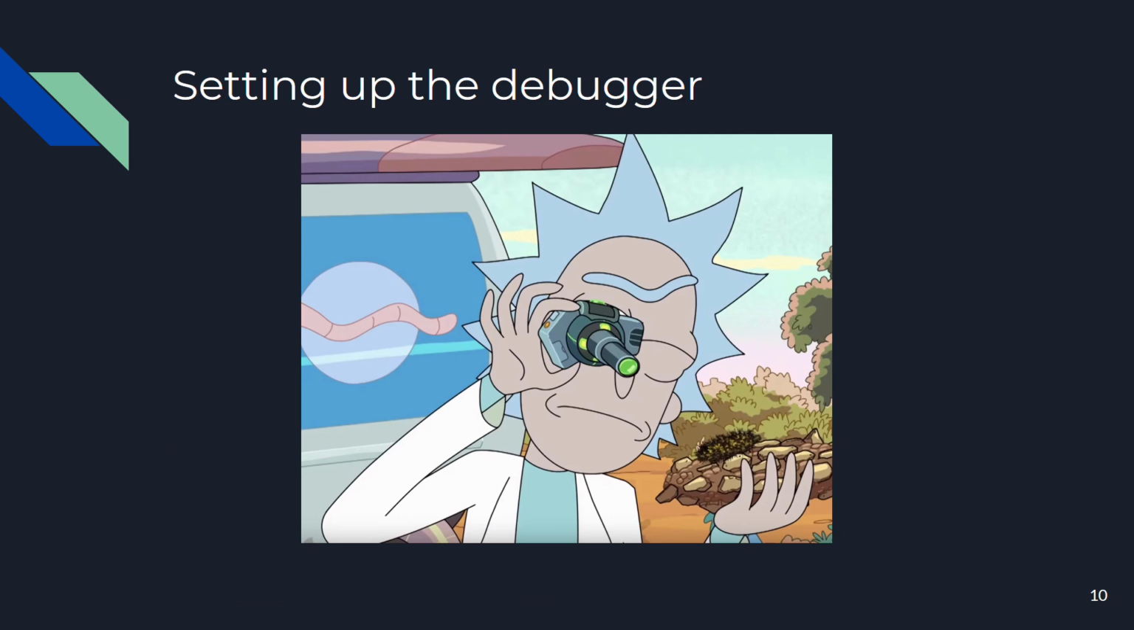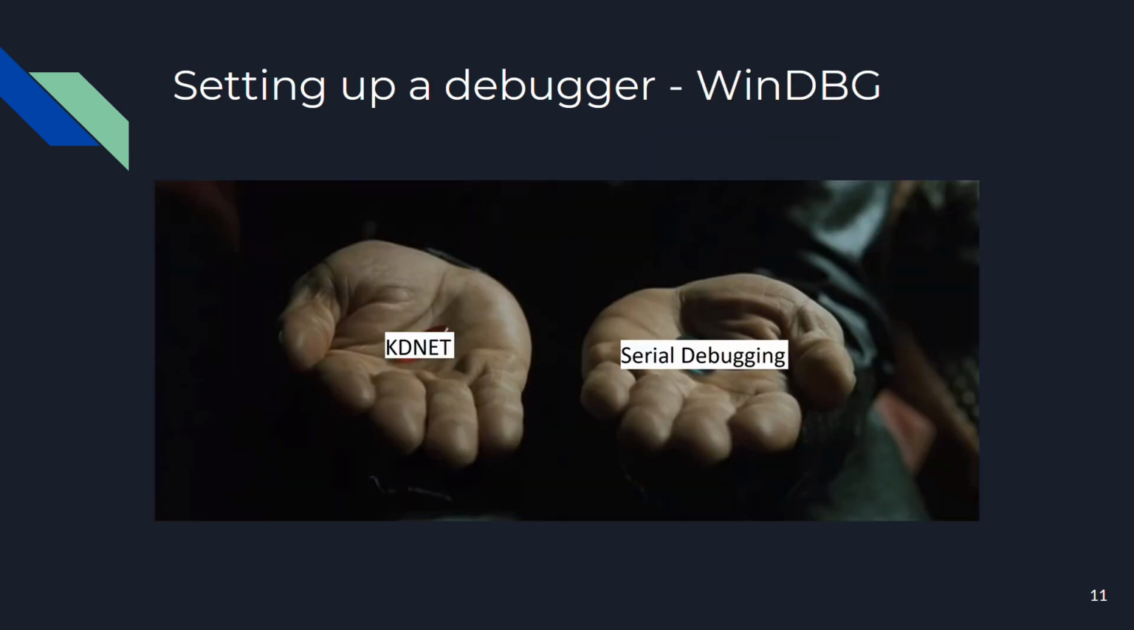So we're going to talk a little bit about setting up the debugger. This is going to be kind of the slow part. Sorry in advance. So we're going to be using WinDBG. WinDBG has two kind of options that you can use. One of them you will use.